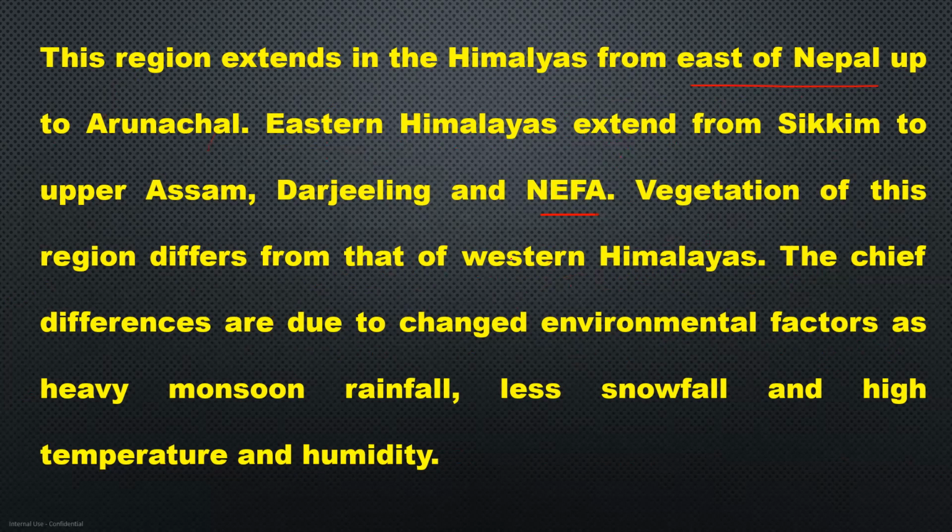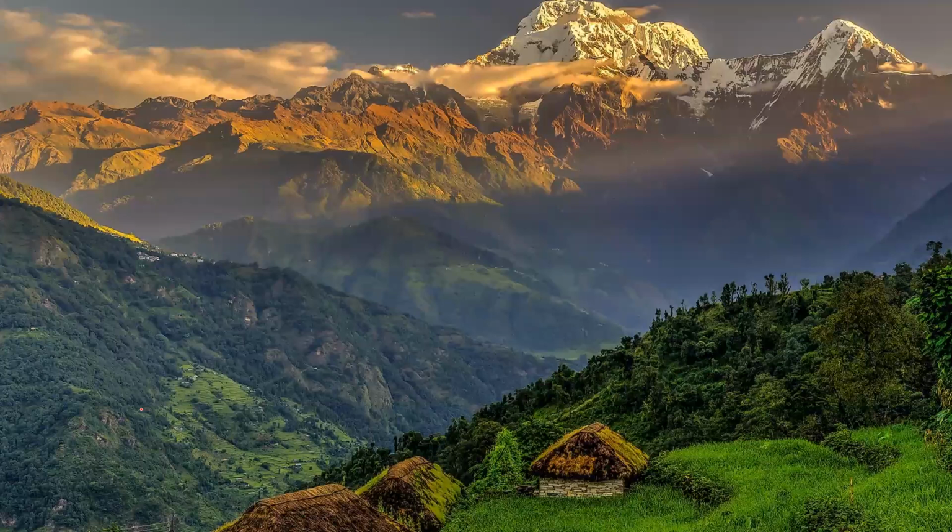Lesser temperature means the chill over there is more. In Western Himalayas, temperature is too low. But in the Eastern Himalayas, it is not very low. So what are the factors? The chief factors: heavy rainfall, less snowfall, and high temperature and humidity, as I was just now telling you. See how beautiful Eastern Himalaya looks. This is Kanchenjunga, the queen of Himalayas.